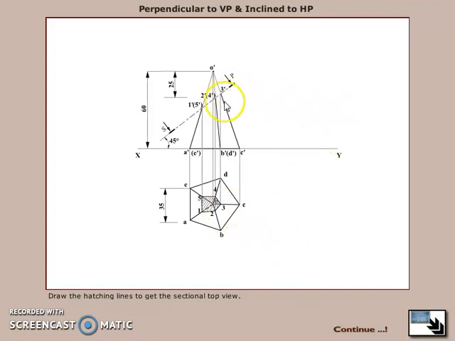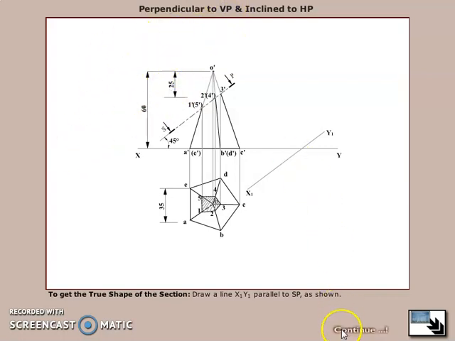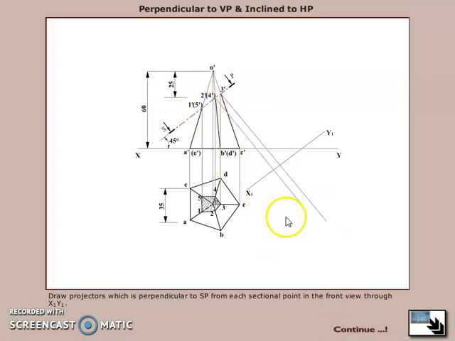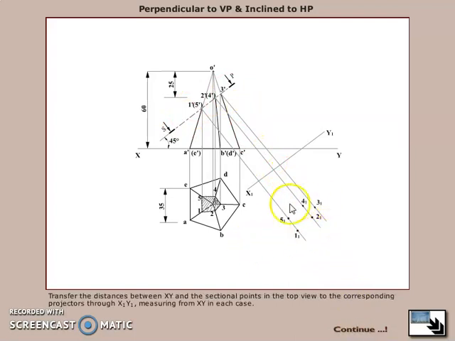Then to draw the true shape, here also the section plane is inclined to HP, so we have to draw the true shape, because neither the front view nor the top view gives the true shape. So you consider another plane which is parallel to the section plane, that is X1 Y1. Then draw lines perpendicular to the section plane through all the section points to any convenient length. Then you can locate the points 1, 2, 3, 4, 5. You know how to locate these points.